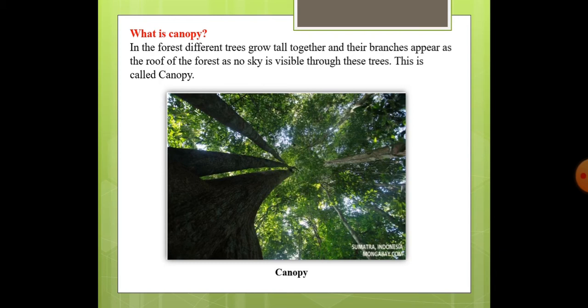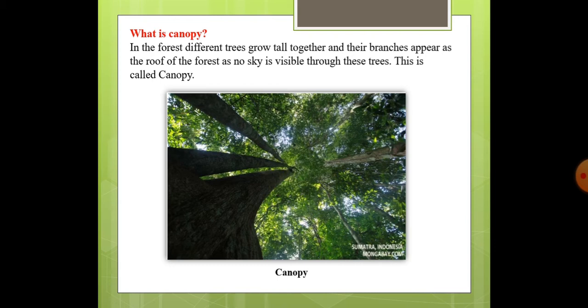The trees are grown so densely that if you go inside a dense forest, you will not see the sky, because the crowns of all the trees are covering, attached or intermingled with one another, so that they don't allow the sky or sunlight to enter inside. So in a way, they are acting like an umbrella. Very simple word, umbrella. So this is known as canopy.